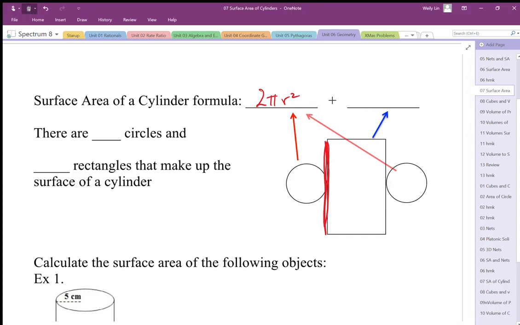So it's going to be, I'll do the blue here, 2 pi r, which is the circumference. Maybe I'll draw that in like that. Okay, times the height. This would represent the height here. So there's 2 circles and 1 rectangle that make up this surface, and this is what we're going to use to calculate the surface area of a cylinder.